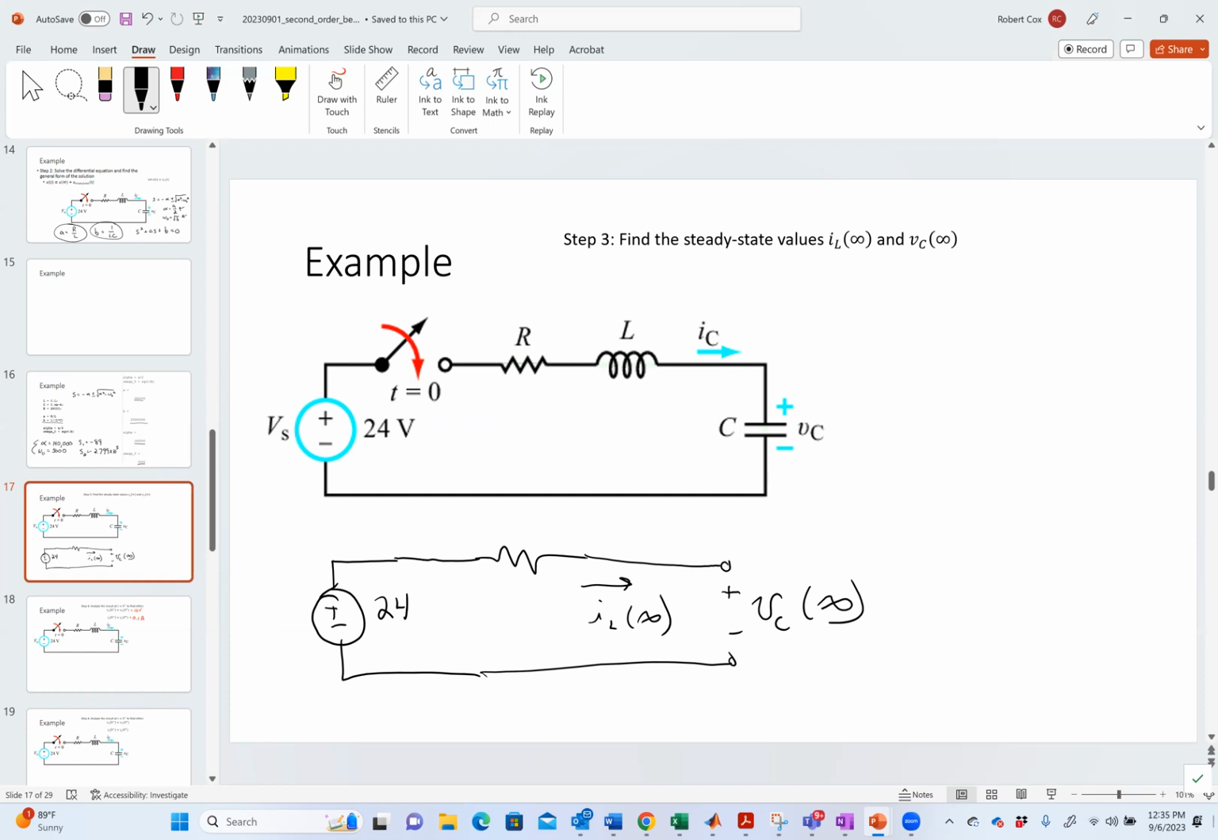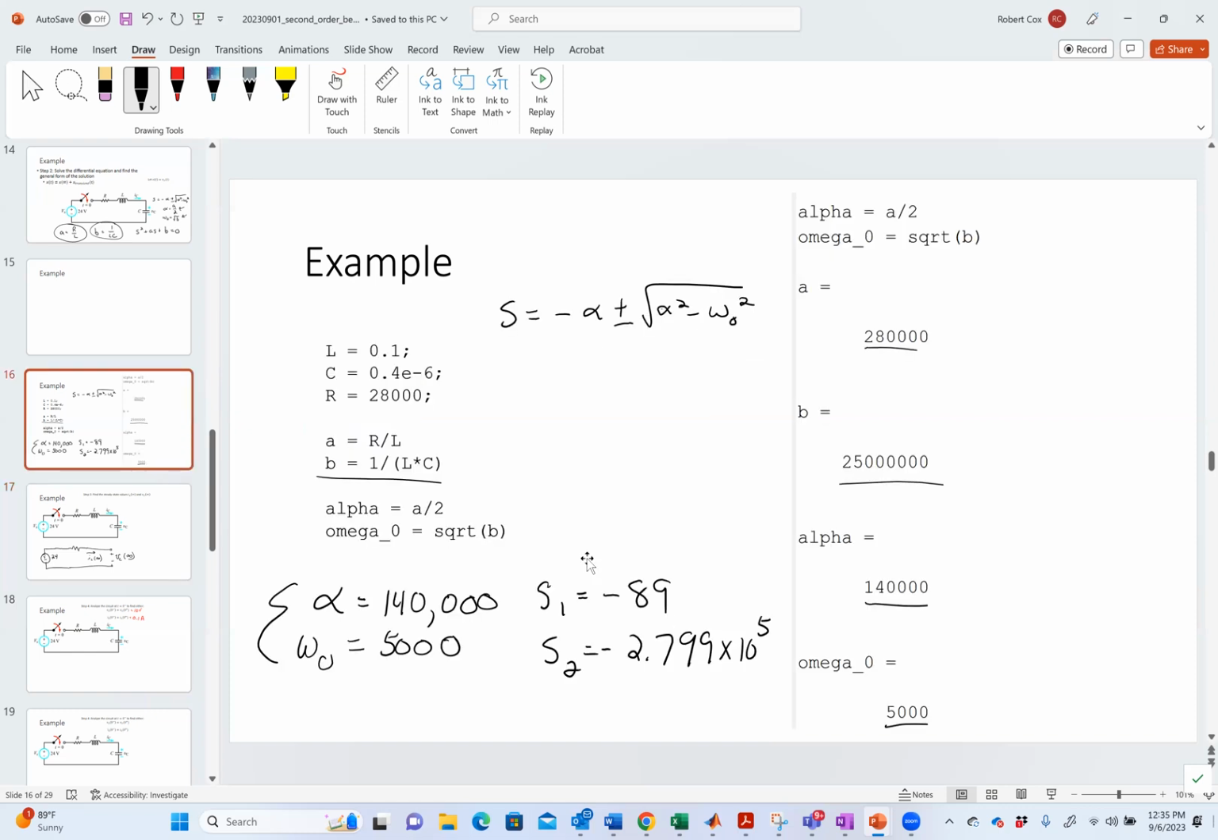Question about the previous slide. What is S1 and S2? S1 and S2 are the roots, right? They're the two values of S that solve that characteristic equation. If it's underdamped, they're complex. They're not going to be purely imaginary, because there's always going to be a real part to them.